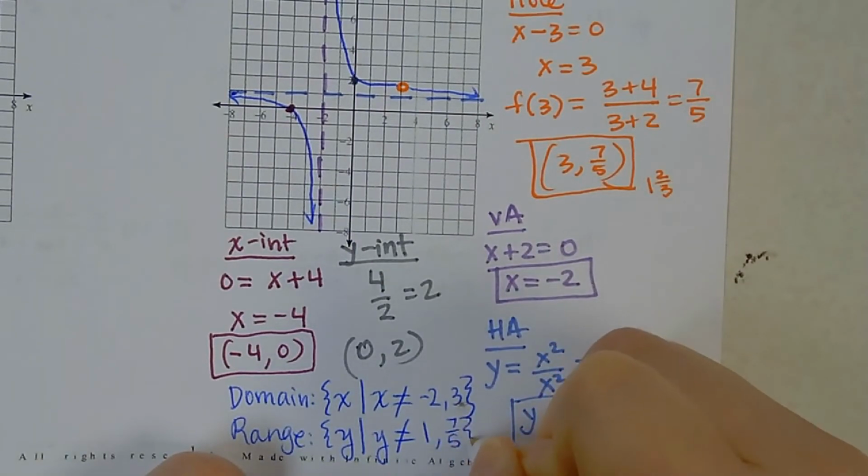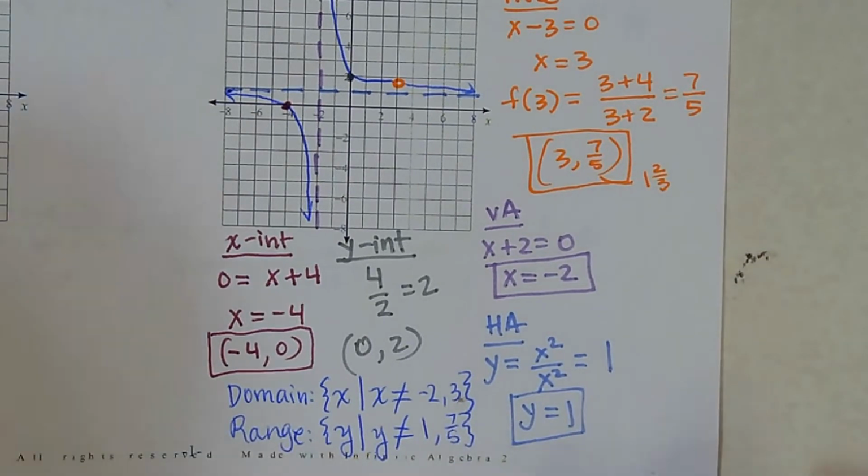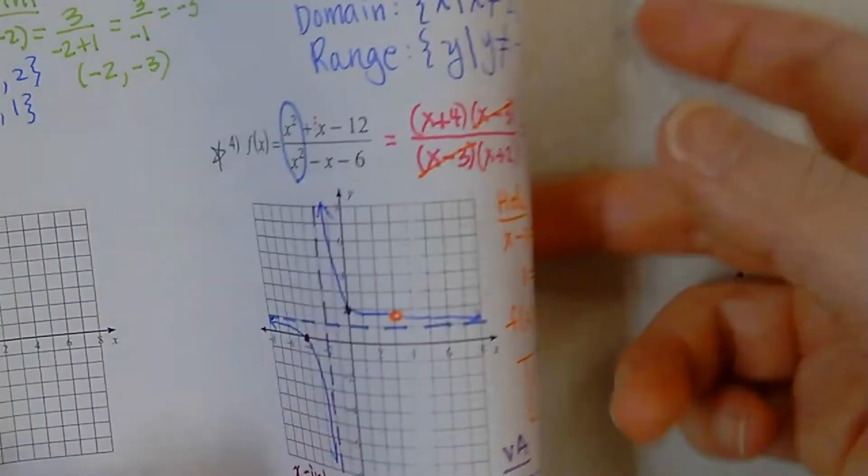You can just leave it as 7/5. If you want to write it as 1.4, you can do that as well, right? All right, that's the end of graphing, guys. Please make sure you practice that.